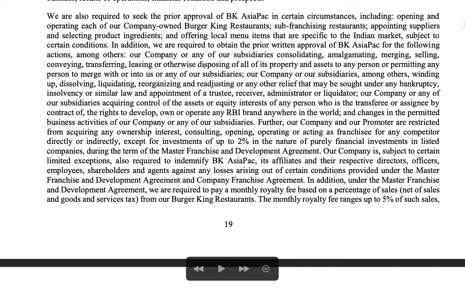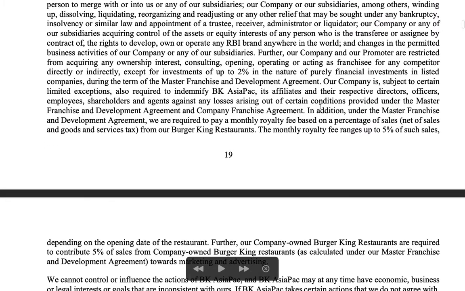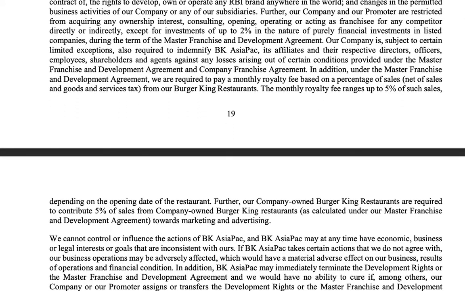We are also required to get prior approval of Burger King Asia Pacific for what? For opening and operating each of our company-owned Burger King restaurants, sub-franchising restaurants, appointing suppliers, offering local menu items that are specific to the Indian market. Effectively, a large chunk of discretion is with Burger King Asia Pacific. So, through this agreement, Burger King Asia Pacific is calling a number of shots, right? So any changes in our subsidiaries, amalgamation, merging, selling, conveying, transferring of our property or assets to any other person will require prior written approval of Burger King Asia Pacific, right? So effectively, we are sort of indebted in a way, or we are acting in a way on the directions of Burger King Asia Pacific as well, right?